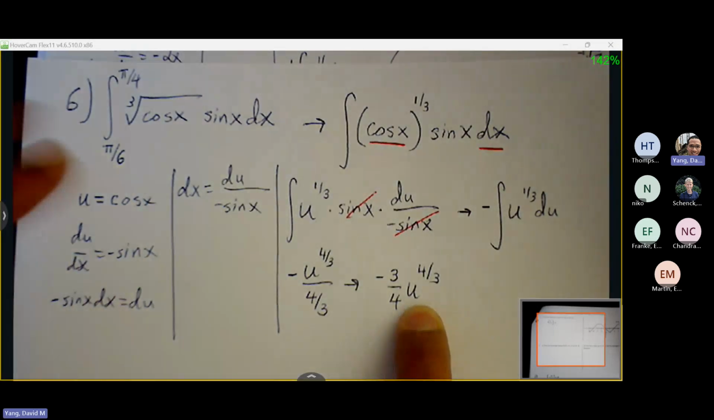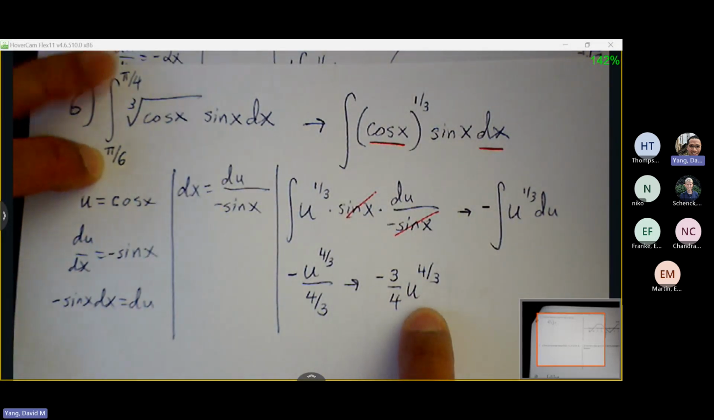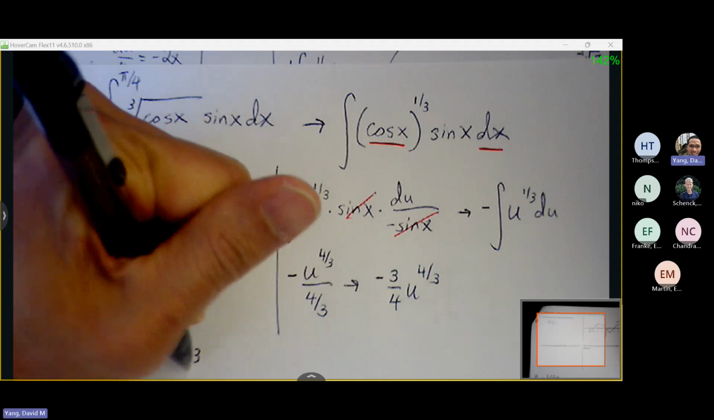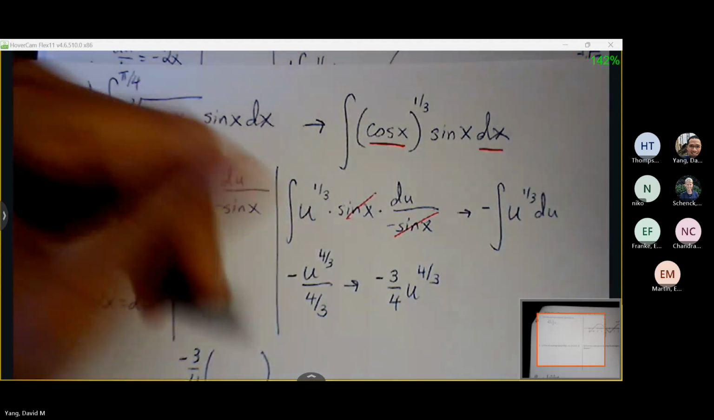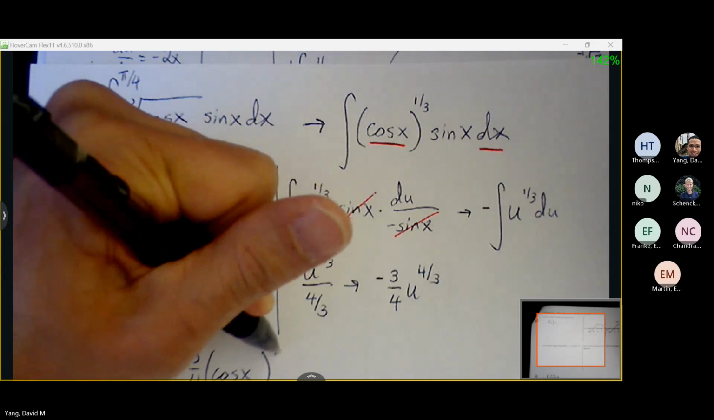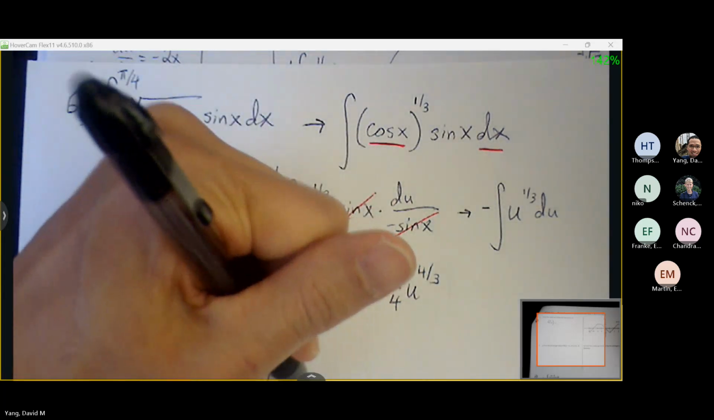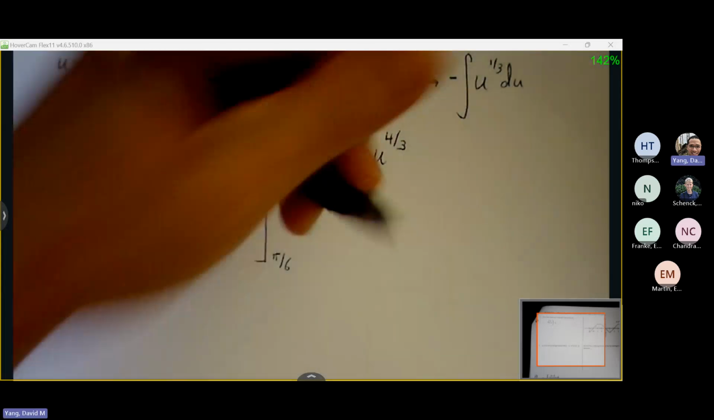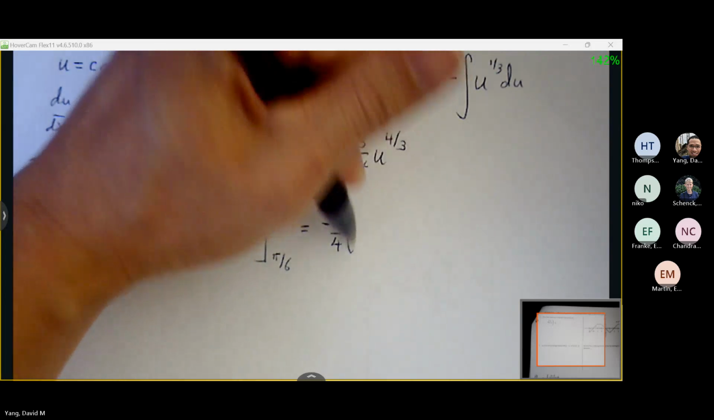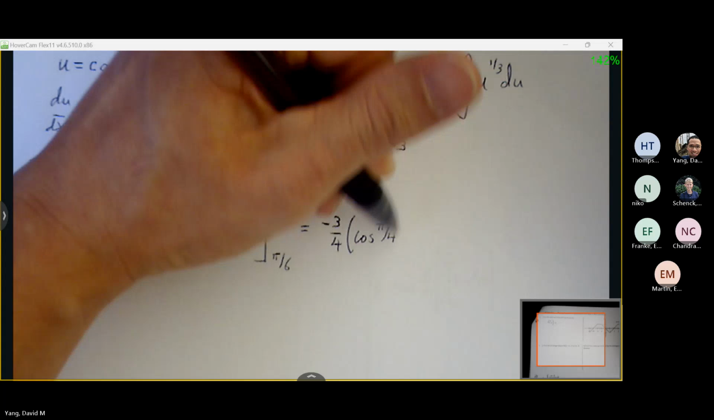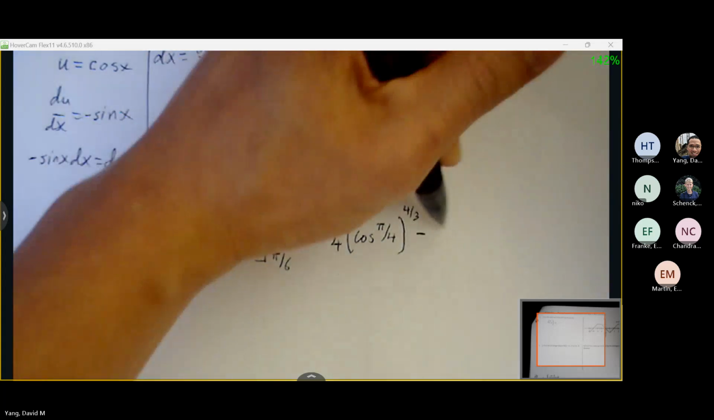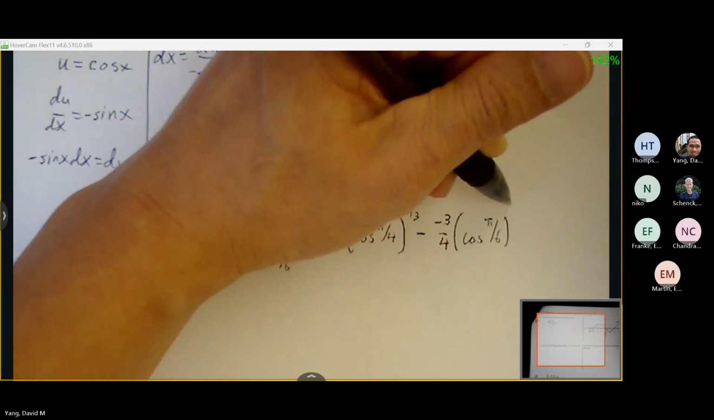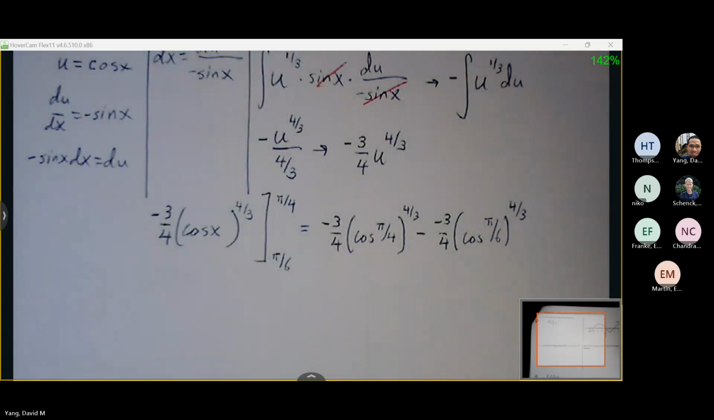We have the antiderivative, but we're not ready for the bounds yet. This is in terms of u. These are in terms of x. I'll bring the x back into my answer. Upper bound first. All right, we plugged in our bounds.